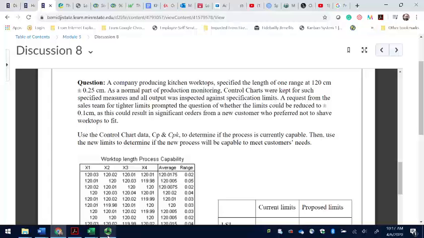Hello, this is Dr. Mahmoud Al-Odeh, and in this video, I'm going to talk about an example for the CP and CPK, how we could calculate the CP and the CPK. So the question here is a company producing kitchen worktops specified the length on one range at 120 centimeter plus minus 0.25 centimeter. This is the tolerances, plus minus 0.25.